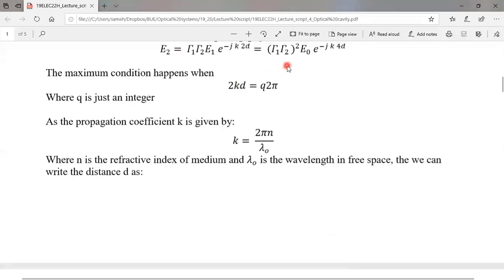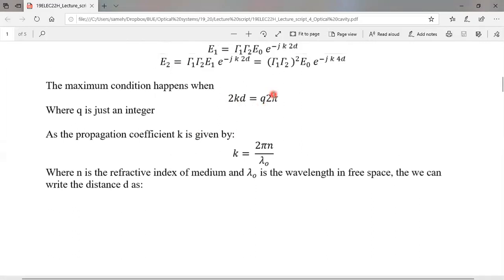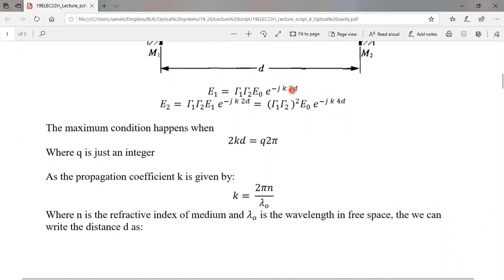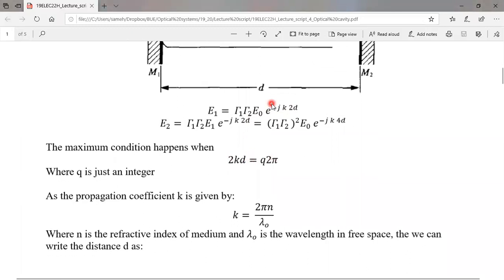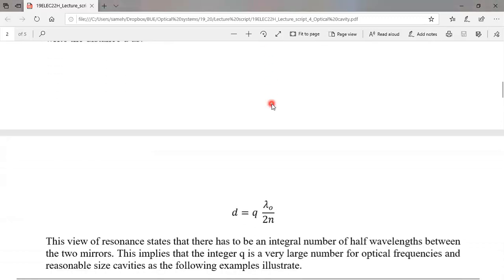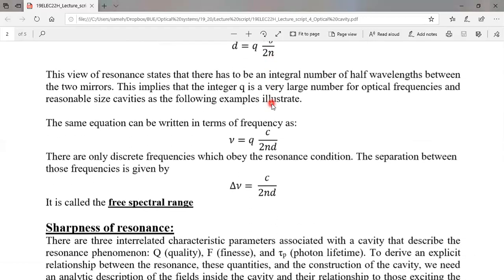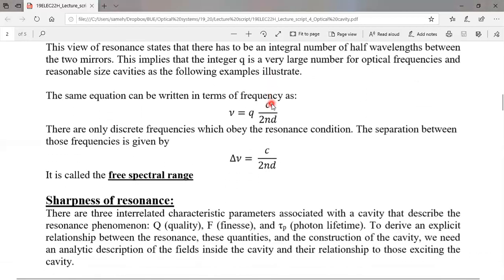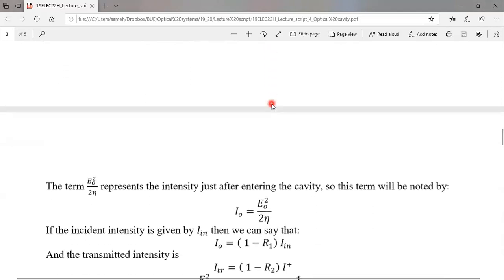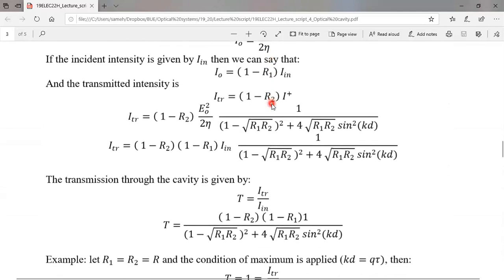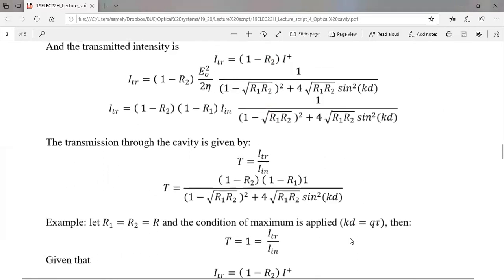Do you remember this condition? It is typically the same. 2kd equals q 2 pi. This is the condition we extracted from the electromagnetic wave here, if you remember. So if you make kd equal q pi, then you will have maximum electric field inside the cavity. Now, let's look here again, it's typically the same condition. If kd equals q pi, then this T will be equal to 1.